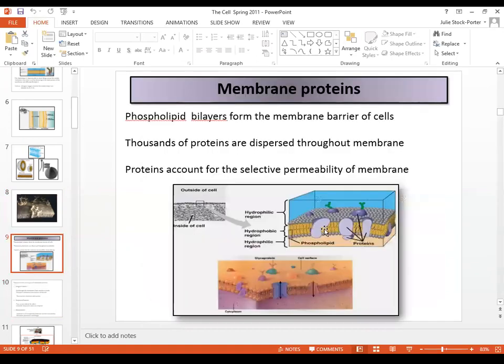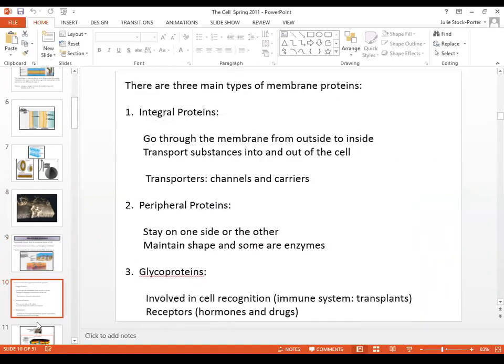Again, we see them here. This is your integral protein, your peripheral, glyco. Okay? Again, integral, peripherals, glycos. The ones with the antennas, glycos. Okay? All right.